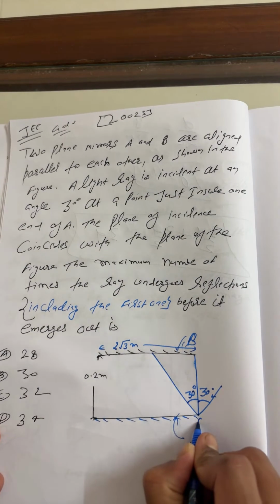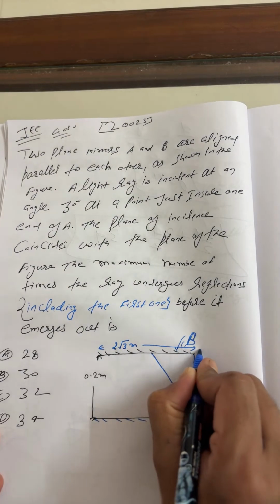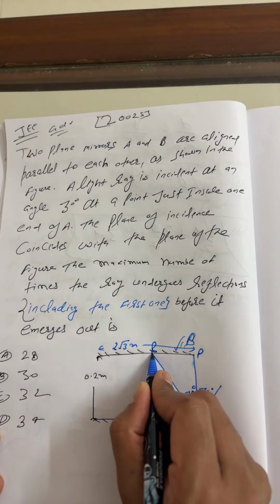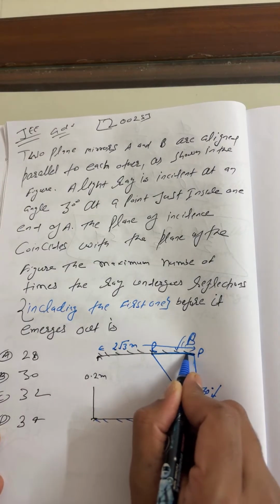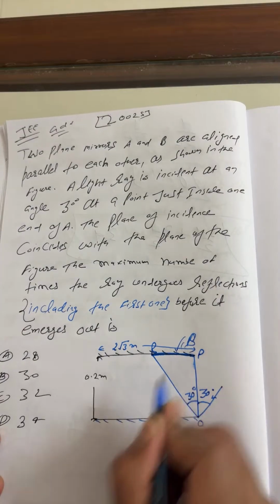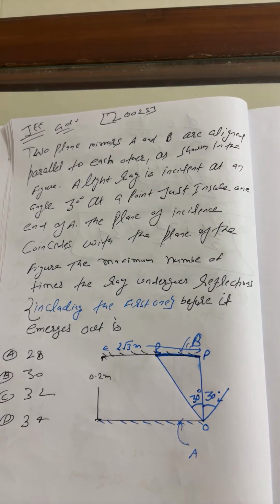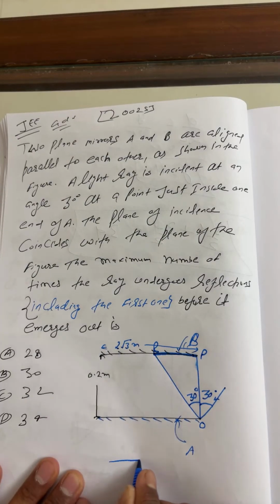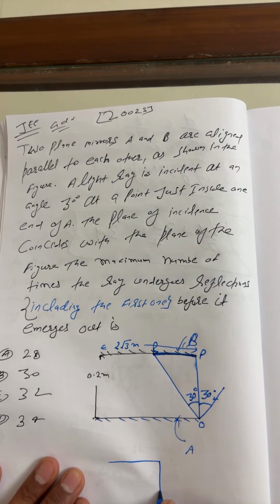You can see, beta, this is point O. This is point P. This is point R. So this much distance is double. I can say this is for the first reflection. For better clarity, I'll make this triangle outside.